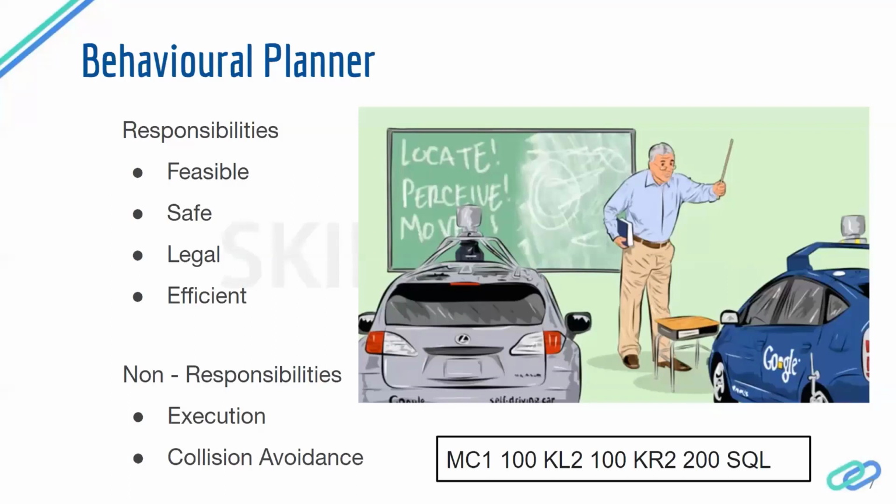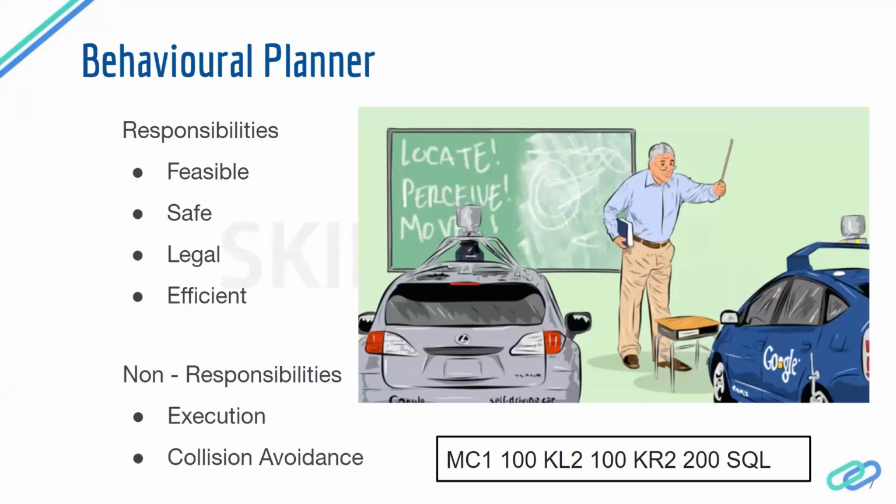So how does this behavioral planner work generally? In current level 3 scenarios, it is mostly a rule-based system. You have a lot of traffic rules, all of which are combined into a state machine or something like that. Then this information is used to make the decisions. And these are not super efficient.